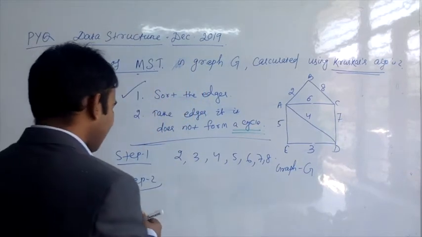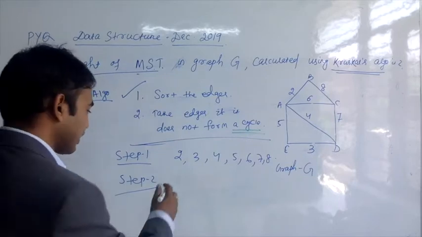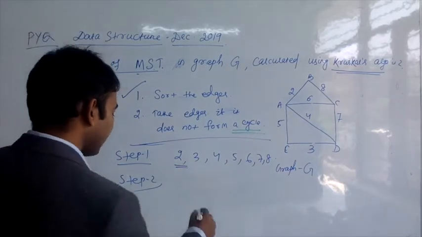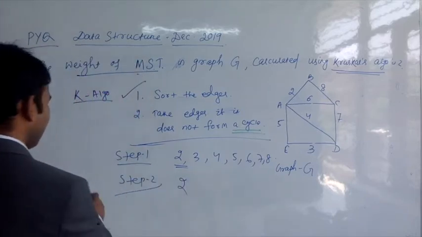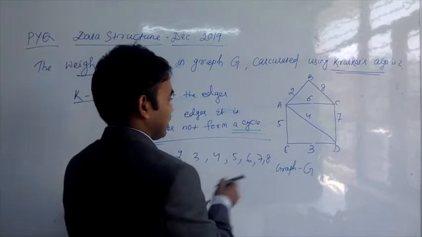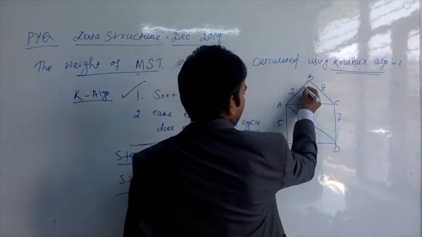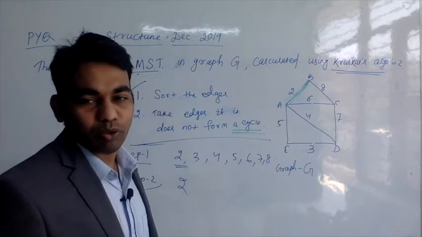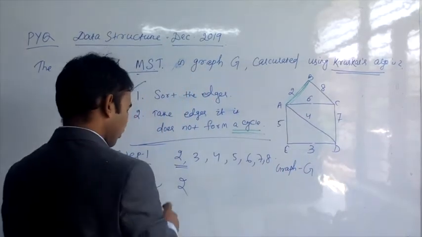So let me try to create this particular graph. If I take 2, first which edge do I need to take? The 2, right? If I take 2, is it forming a cycle? Let me draw it here. This edge I am taking. So this is a single edge. So why would it form a cycle? No, the answer is no. It is not forming a cycle.